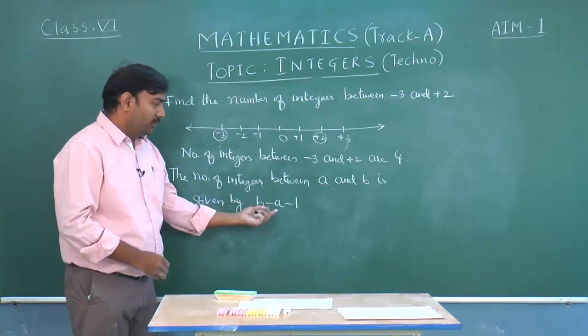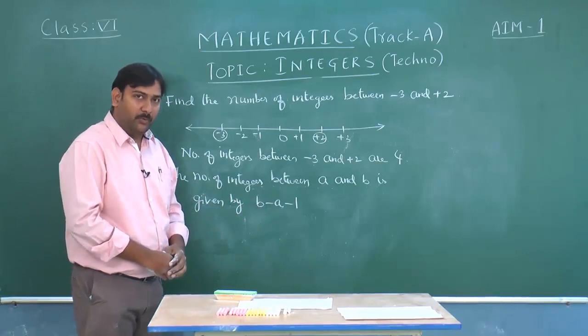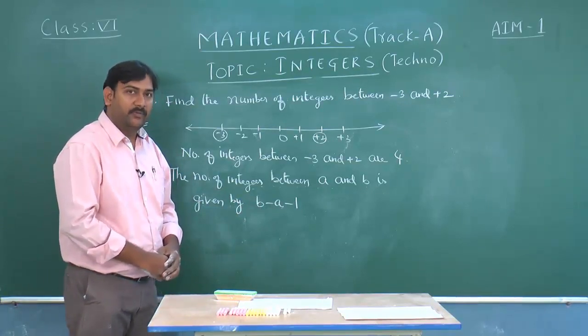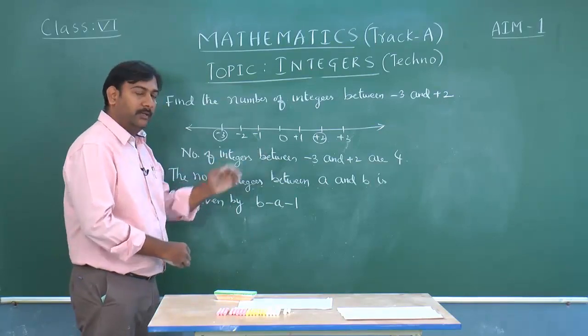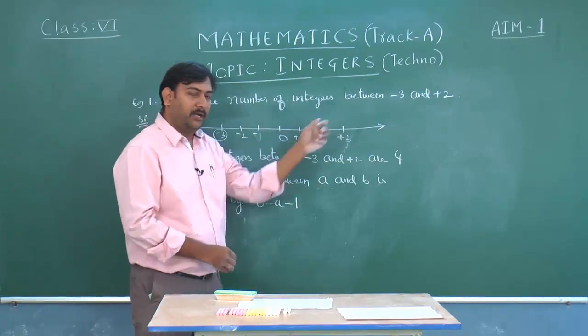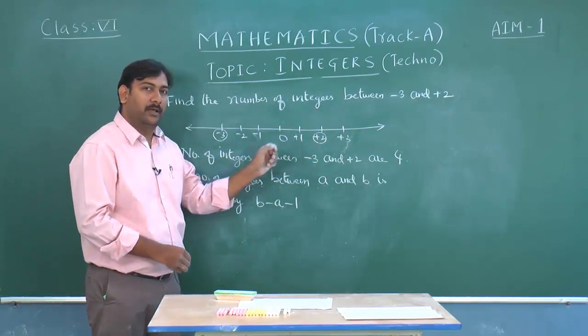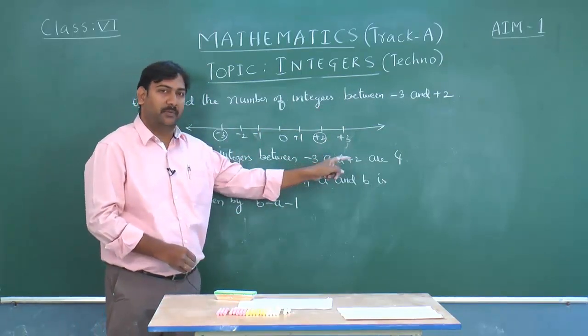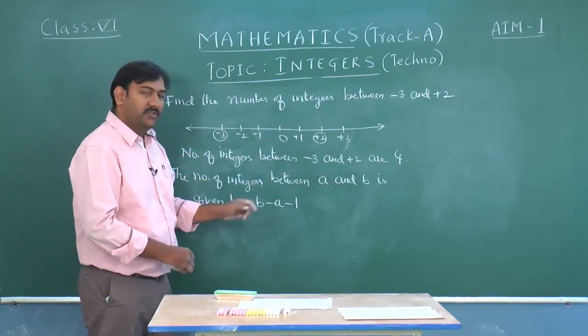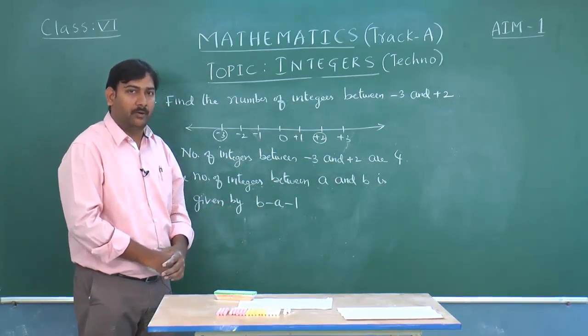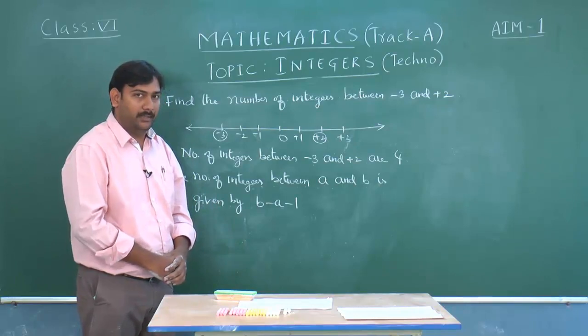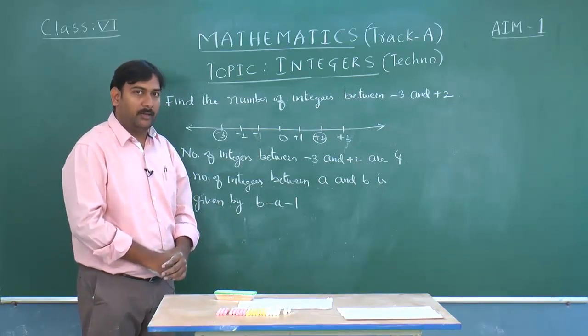Anyhow, to know this, we need to know about the addition and subtraction of integers, which we are going to learn in the next step. As for now, you can draw the number line, mark the given numbers, count the number of integers between them and write the number of integers lying between them. But this generalized formula can be discussed only after knowing how to add and subtract integers. That we are going to learn in the next step.